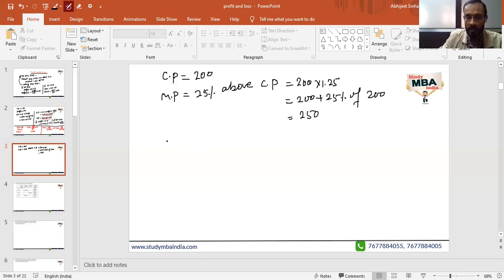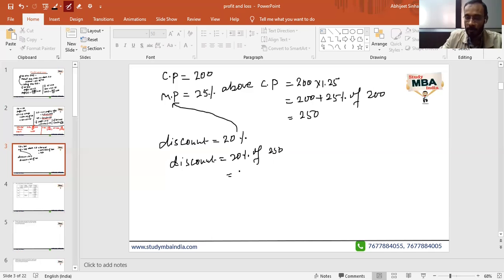Now if a discount is given on the mark price, let us say the discount given is 20%, obviously the discount will be calculated on the mark price. So the discount value we can write like this: 20% of 250, and 20% of 250 becomes 50. So this is the discount. From here we can calculate the selling price, which will be the mark price minus the discount value. How much discount is given? So this is 250 minus 50, that equals 200. So this is one way to calculate the selling price.